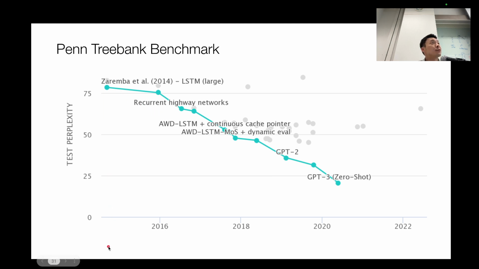On the y-axis is perplexity, so that's the metric for measuring the quality of a language model. The lower the better. And before that we have RNN. Actually, these are all RNN of sort. When you have GPT-2, GPT-3, you can see that it got much better.